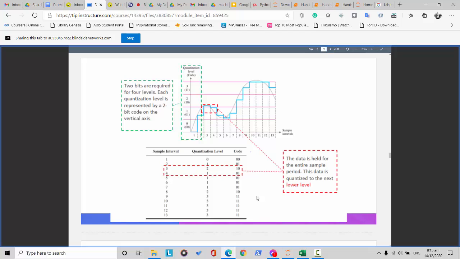And if we graph the sample intervals, for example, we have sample intervals of 1 to 13, and these are all the quantization levels. From the higher level to the lower level, you can see the codes that are generated. So for example, if we have quantization level of 2, the code will be 10. If we have 1, we have 01. If we have 3, we have 11. So it's converted into a binary code.